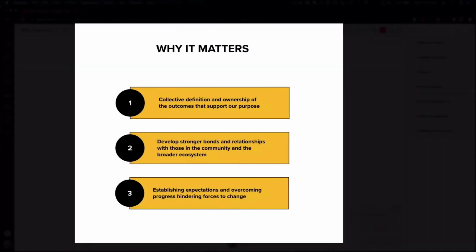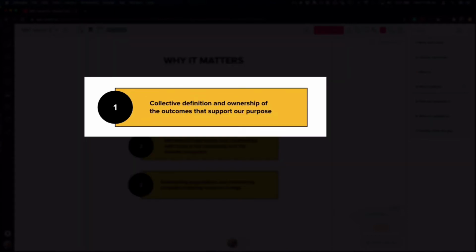Achieving our purpose of closing the ethical intent to action gap can only be done with direct involvement from the community and the broader ecosystem. But more specifically, why we are using participatory design is for three core reasons. One, it supports us all in collectively defining the outcomes that matter and developing a shared sense of ownership. We're all going on this journey together.